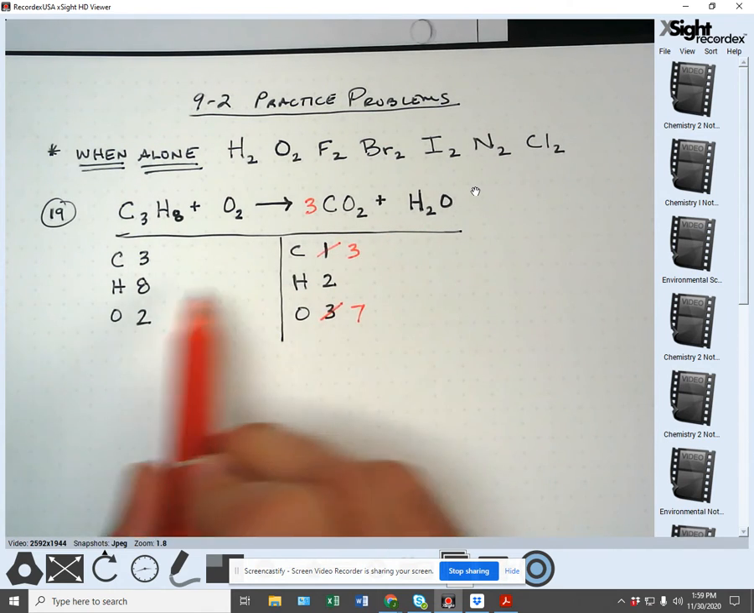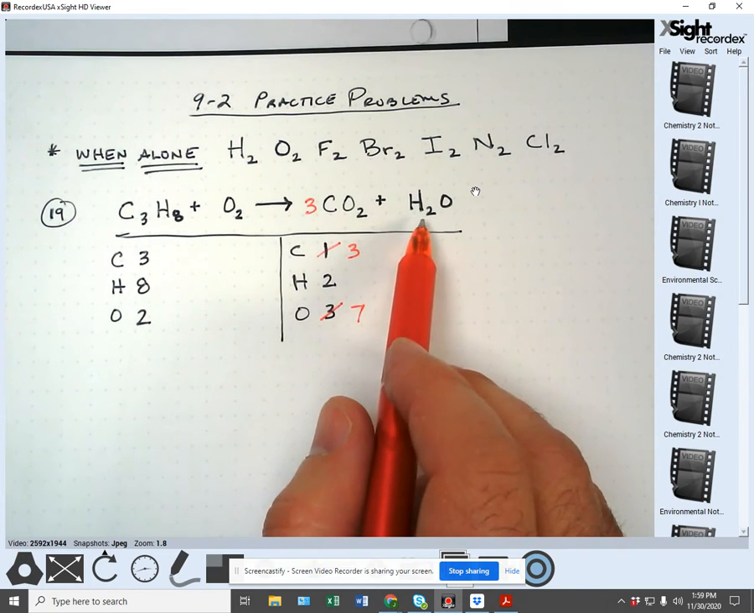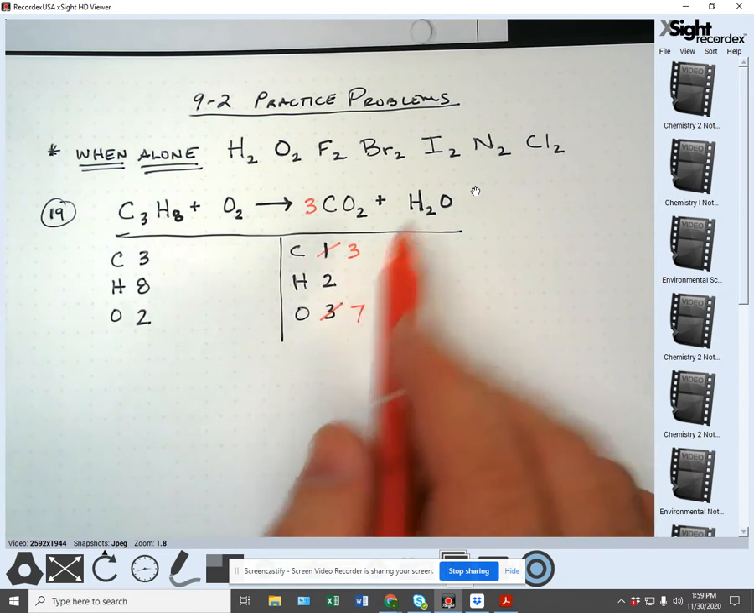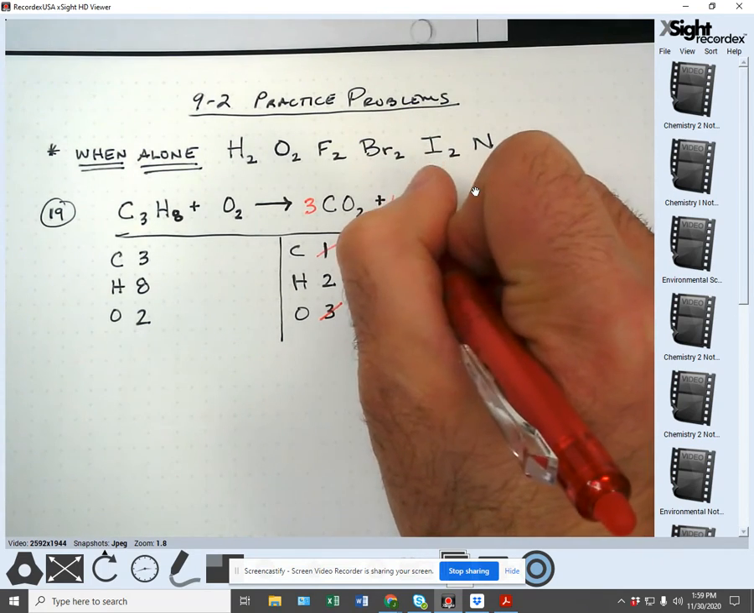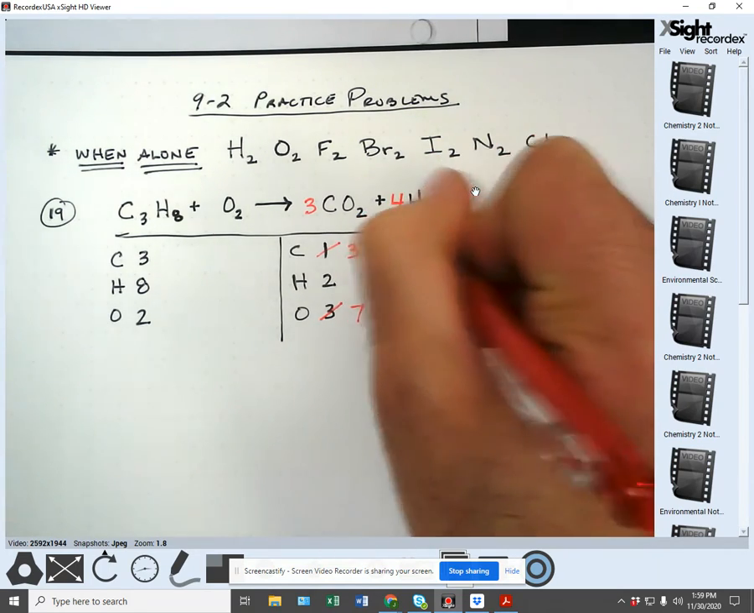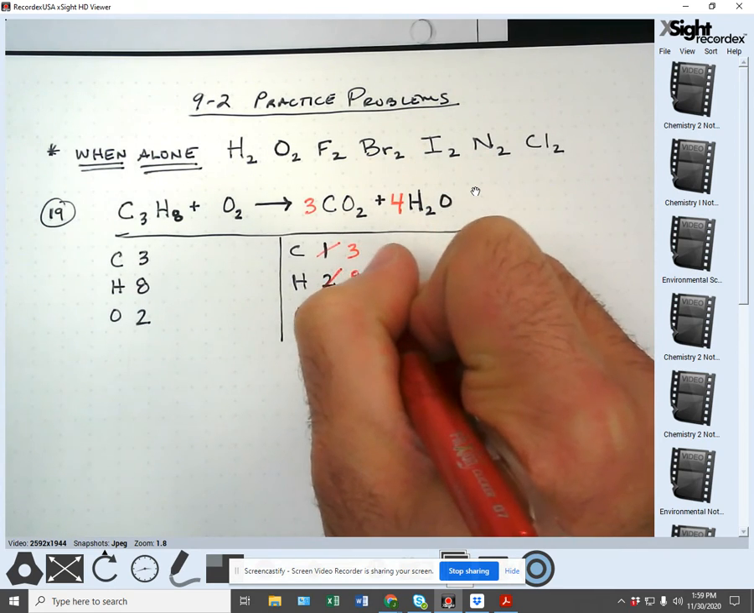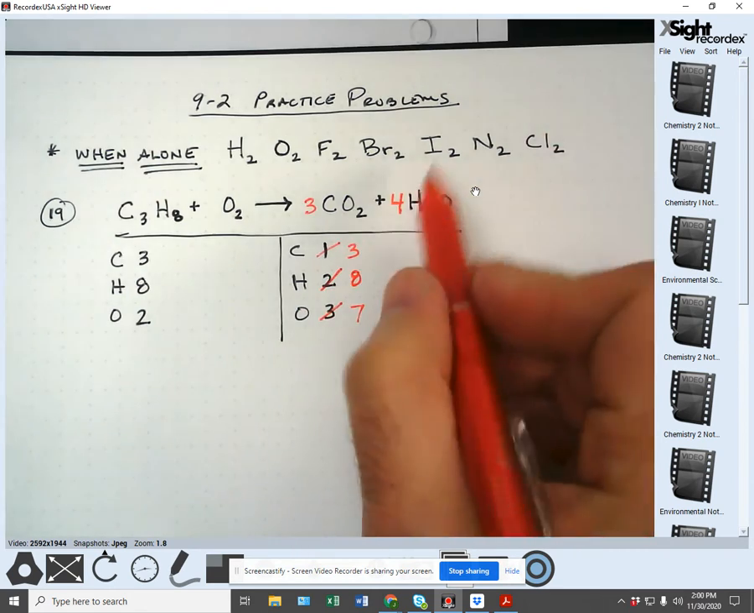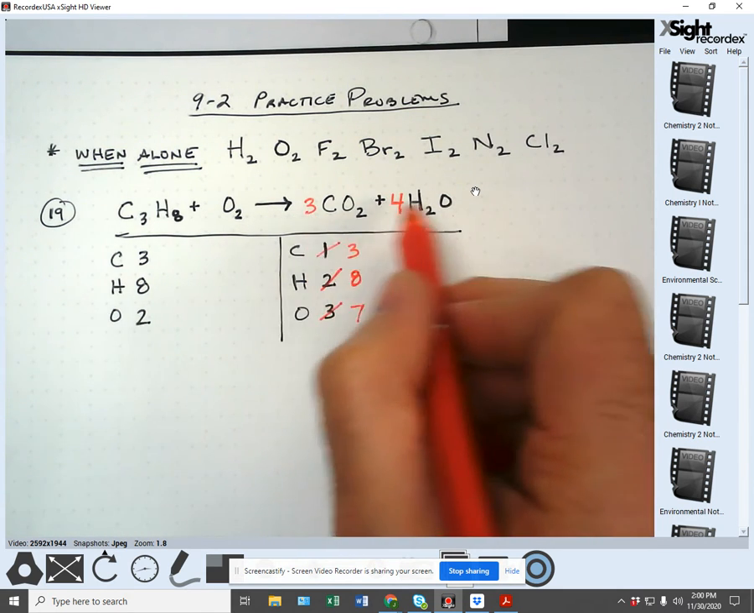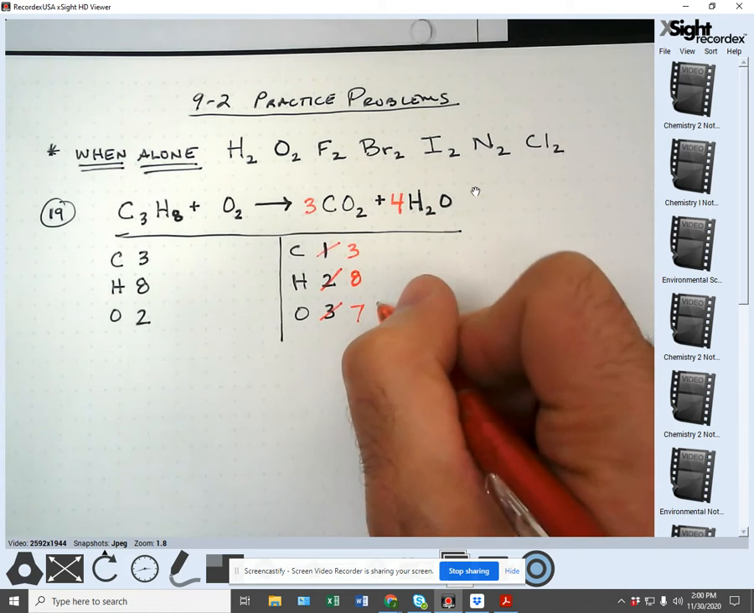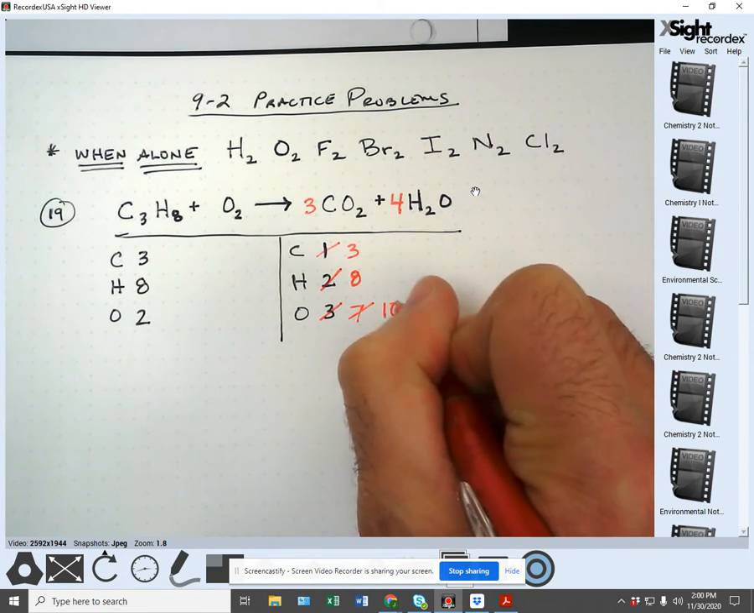So now my carbons are balanced. Now let's look at the hydrogens. Hydrogen, we have 8 and 2 here. So to get 8 over here, I need to put a number in front. Remember, we're multiplying, so the number in front, 4. 4 times 2 gives me 8 now of my hydrogens. Now let's see what that does to our oxygens. 4 times 1 is 4 oxygen. 2 times 3 is 6. 4 plus 6 raises my oxygens to 10.